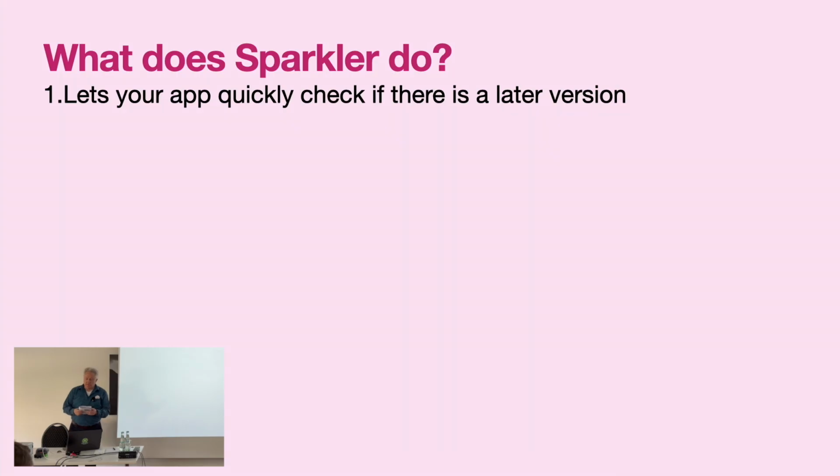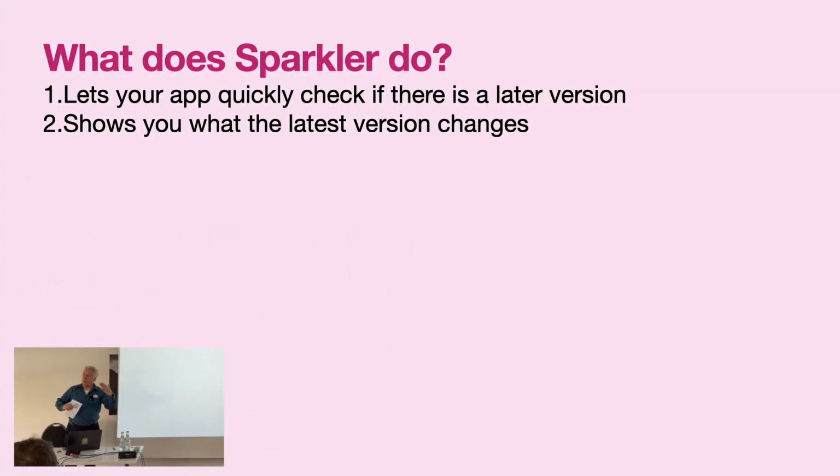So, what does Sparkler do? Sparkler lets your application know very quickly if there is a later version than what they're currently running. It will come up with a window and show you what has changed in the later version. It'll tell you you're running version 1 and version 1.1 is out, and typically it will show you what was in version 1 and what is in version 1.1. So you can decide if the bug fixes or new features are for you or not.